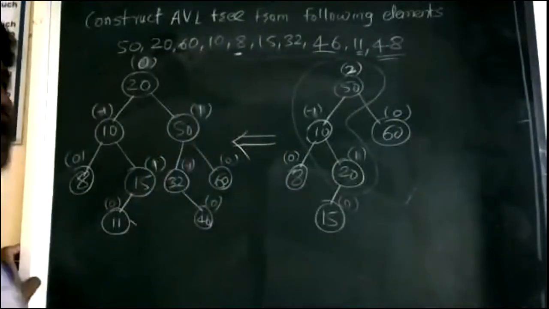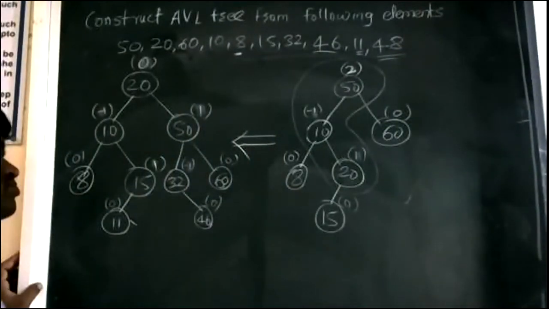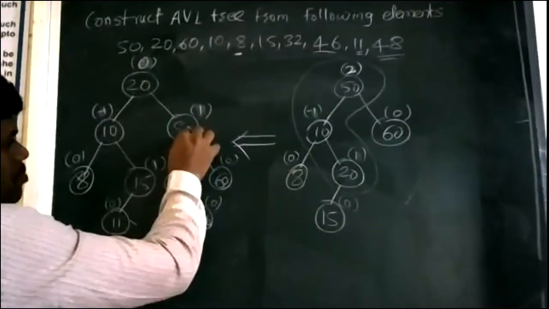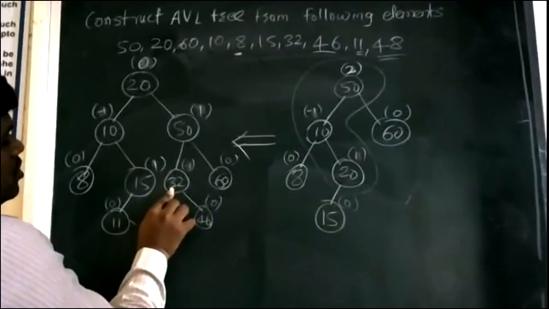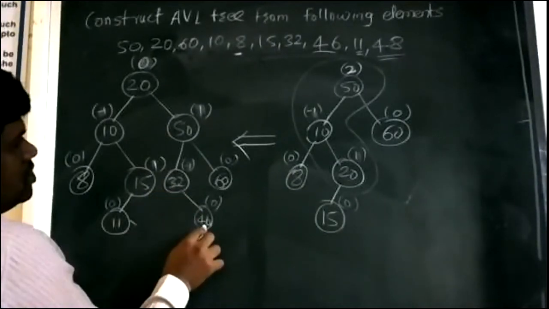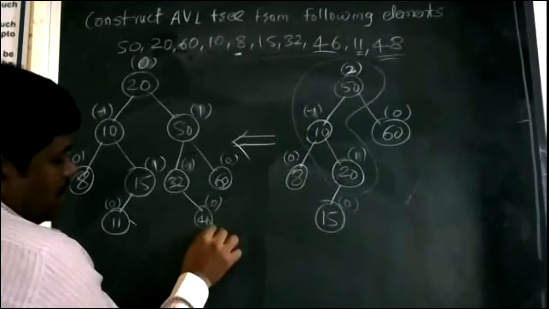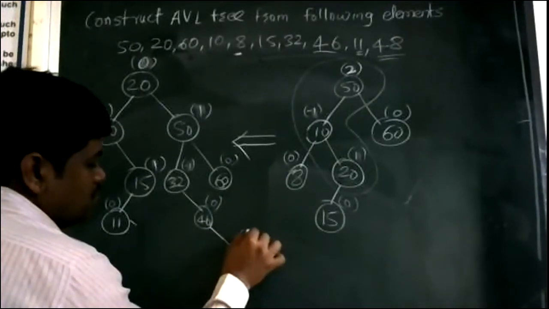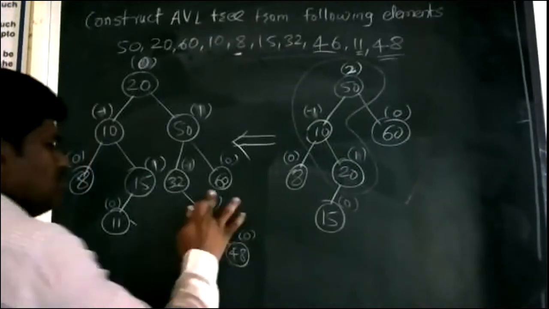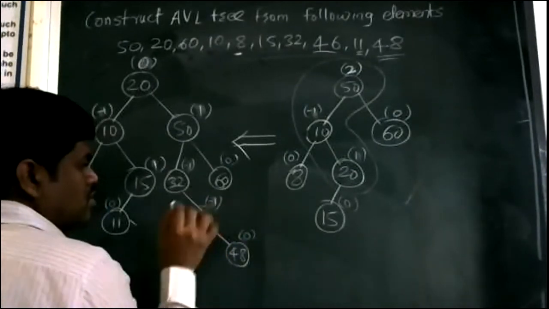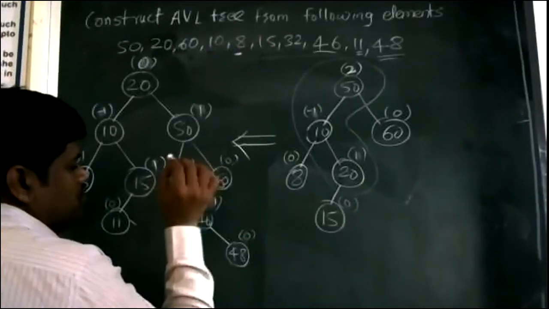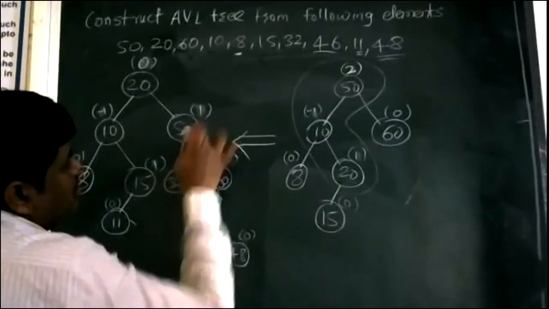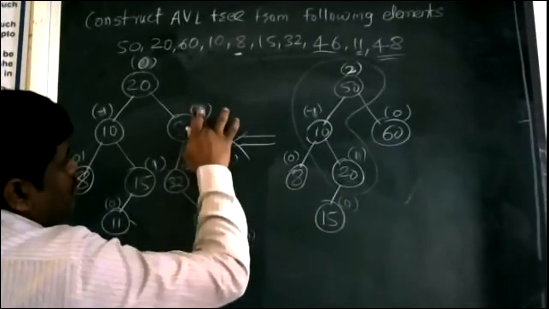Where to insert 48? Right of 46. What is the balance factor of 48? 0. 46 is -1. 32 is -2. Here 0, here 2.